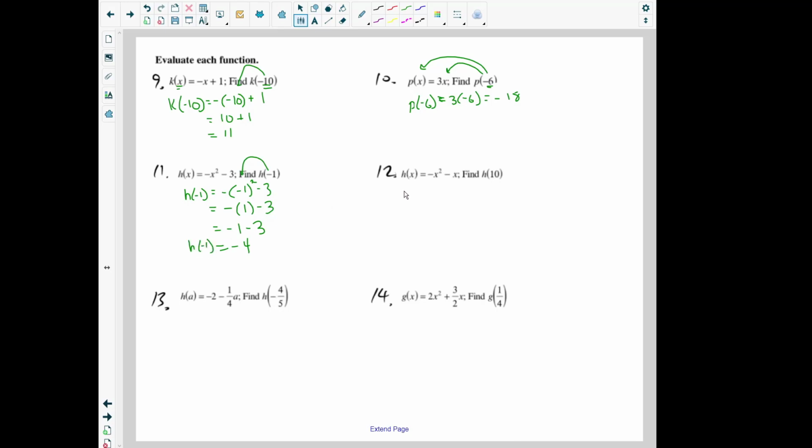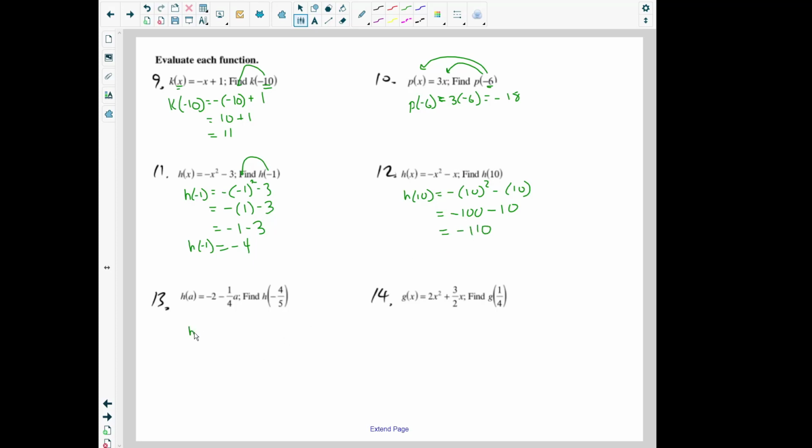equals negative 4. Here h of 10 equals negative 10 squared minus 10. Okay, so 10 squared is 100, so negative times 10 squared, or negative times 100, is negative 100 minus 10. Dropping parentheses because multiplication is done, negative 110.